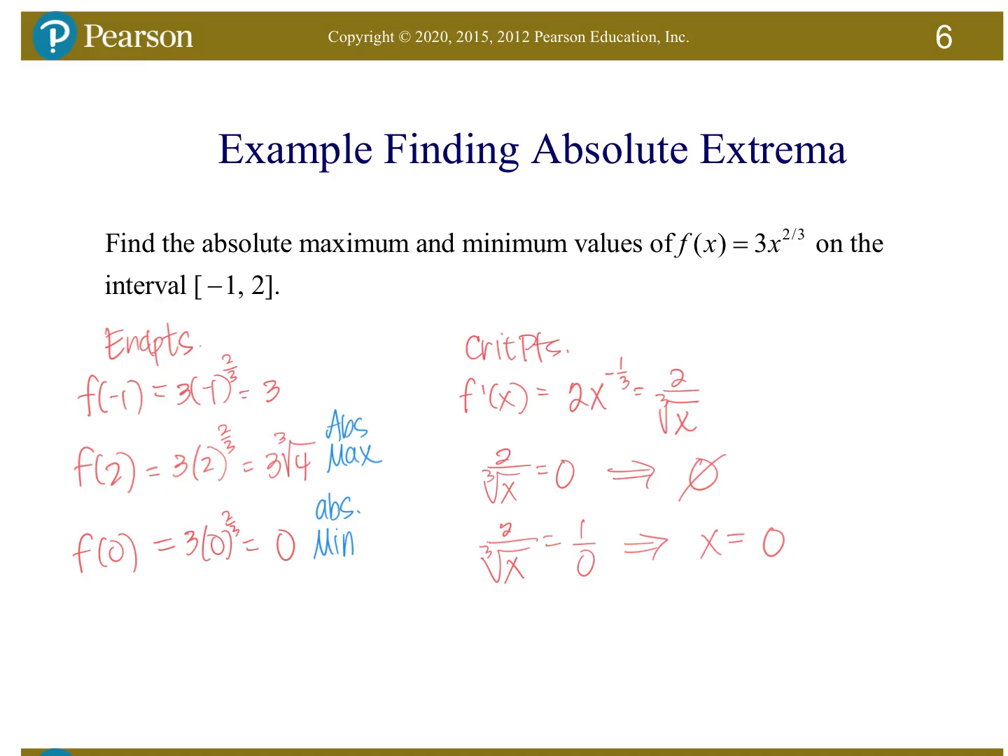On a multiple choice, it's really interesting because they may have one of the options be the number 2. And I've seen students pick number 2 as the absolute max, but that's where the absolute max is happening, it's not what the absolute max is. The absolute max is the 3 cube root 4, so you have to make sure you pick the right thing. Don't do all the work and then accidentally pick the wrong one.